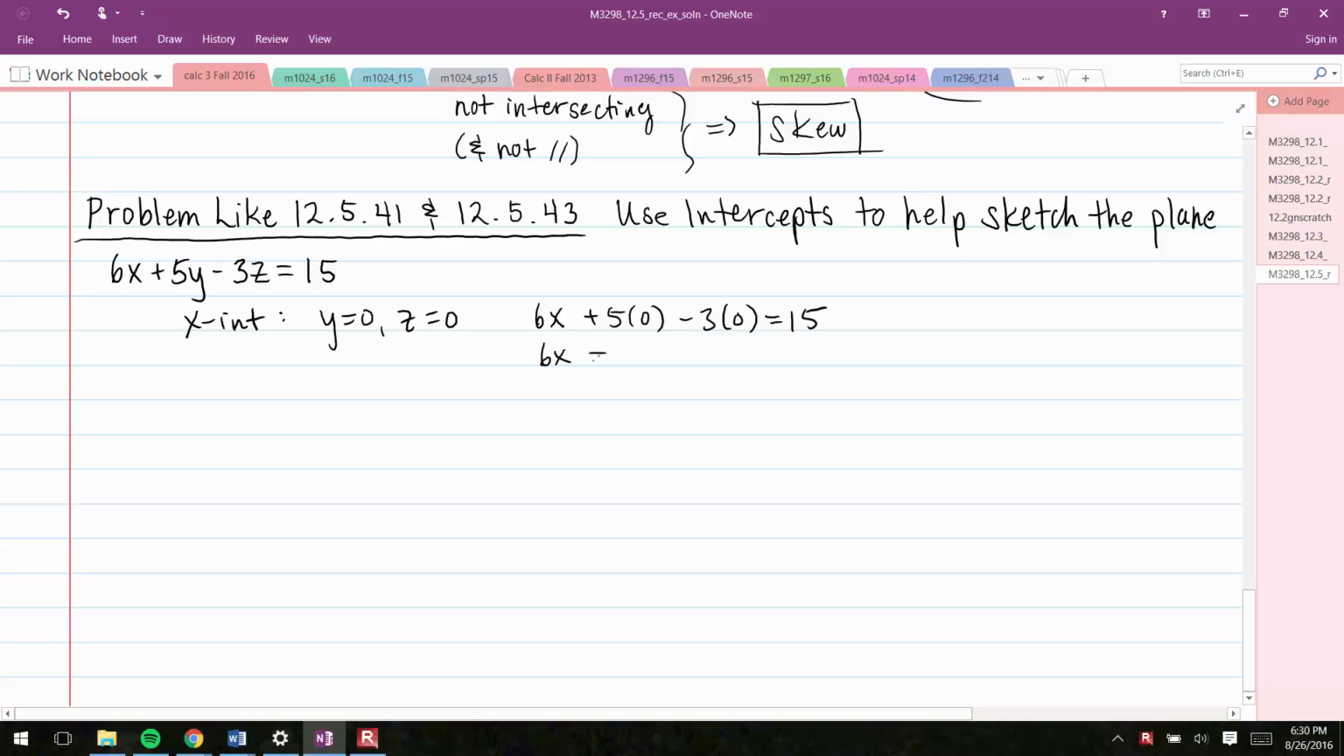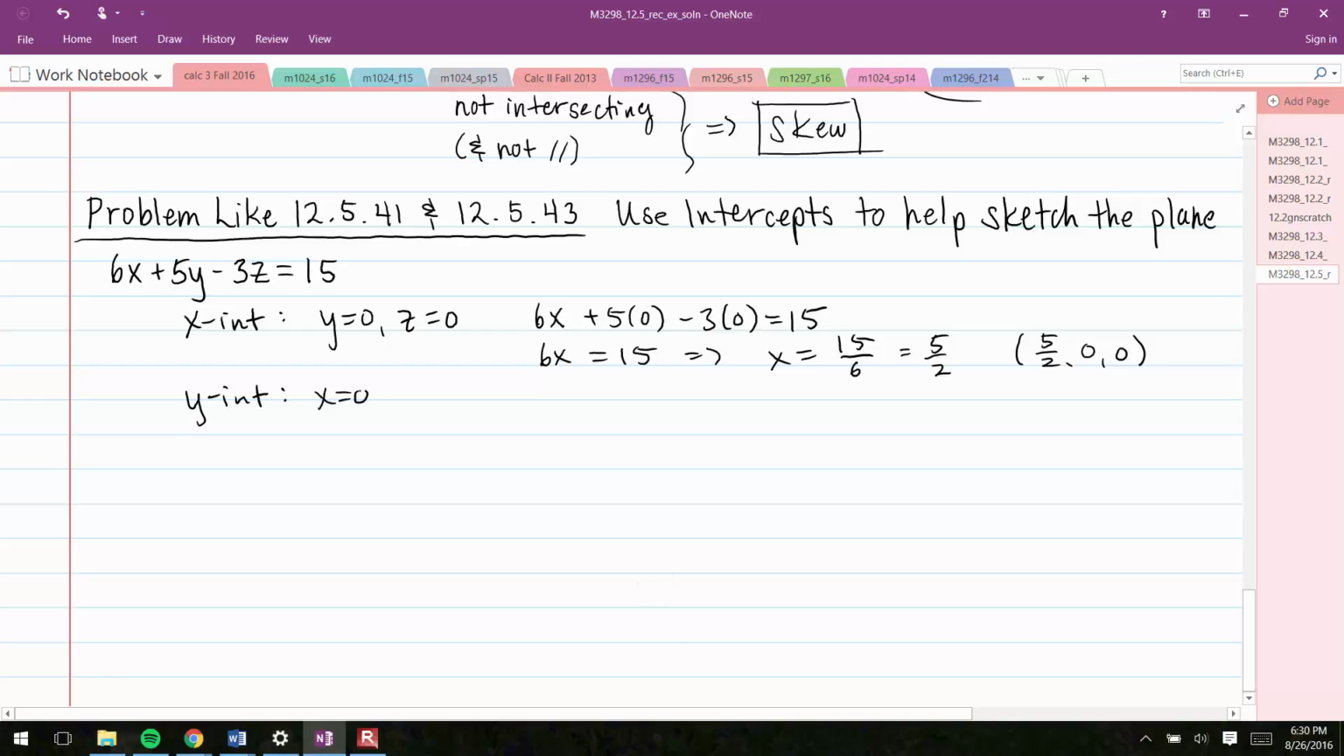So then we'll have 6x equals 15, which implies that x is equal to 15 over 6, which reduces to 5 halves. And if we'd like, we could write that as the point 5 halves, 0, 0. So we do the same kind of thing for the y-intercept and the z-intercept.